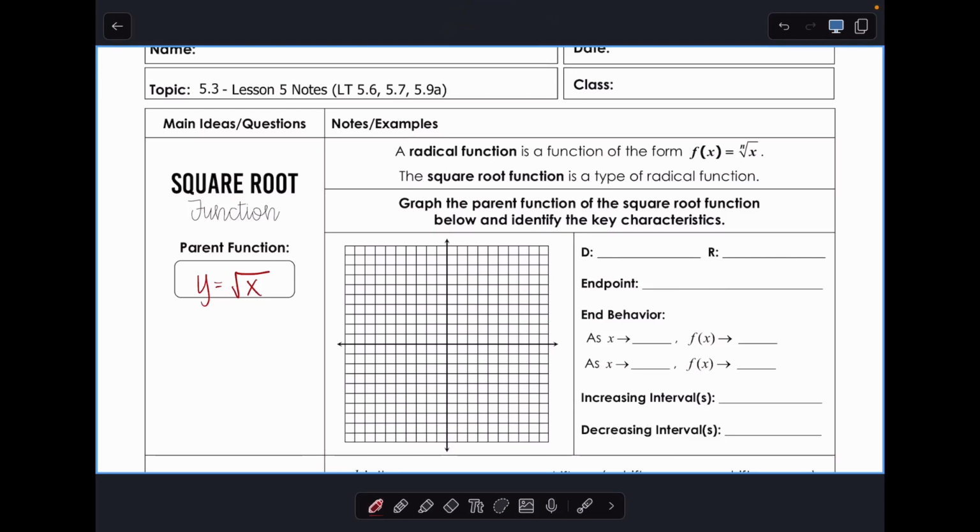So our radical function is a function of the form f of x equals nth root of x. The square root function is a type of radical function. Graph the parent function of the square root function below and identify the key characteristics.